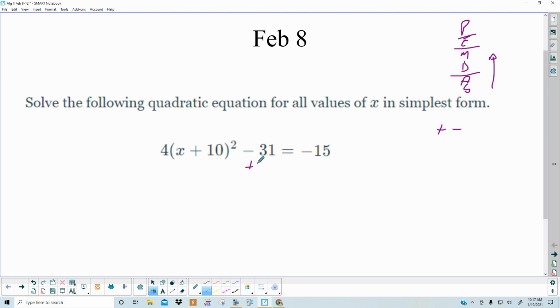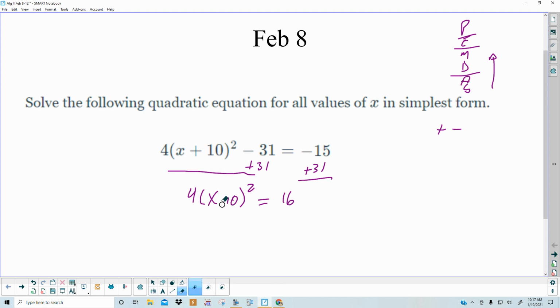So the first thing that you want to do is add 31 to both sides. So the left side is still 4 times (x plus 10) squared, which is equal to 16. There's no more adding and subtracting that I can touch. Again, I can't touch this adding the 10 because it's inside that parenthesis.